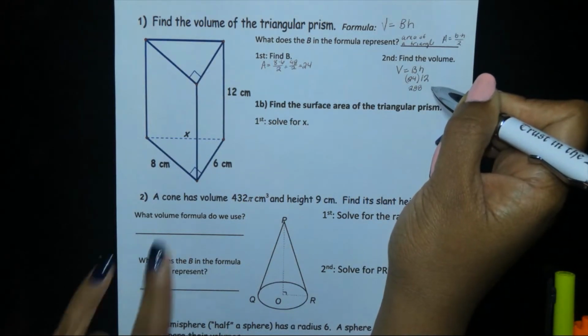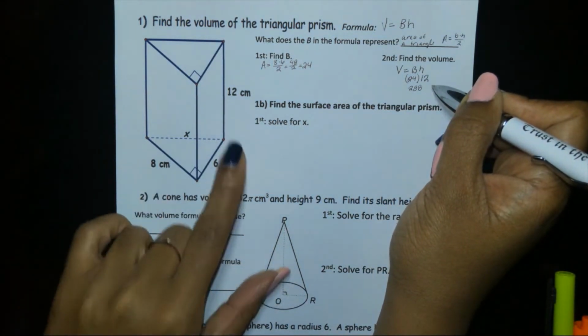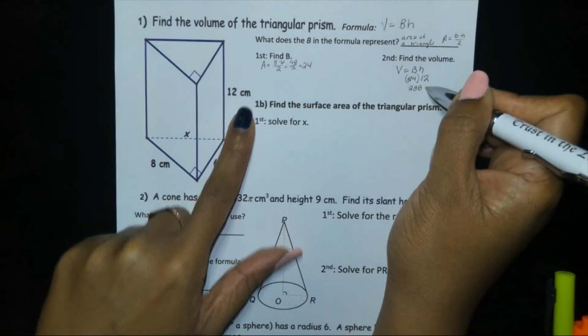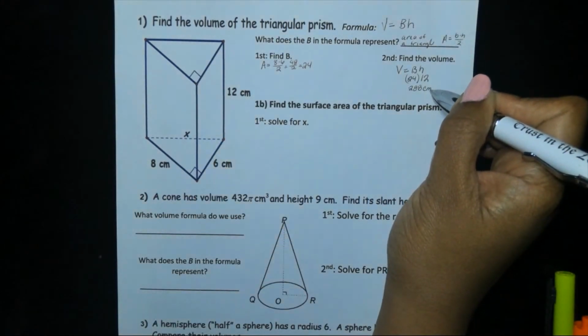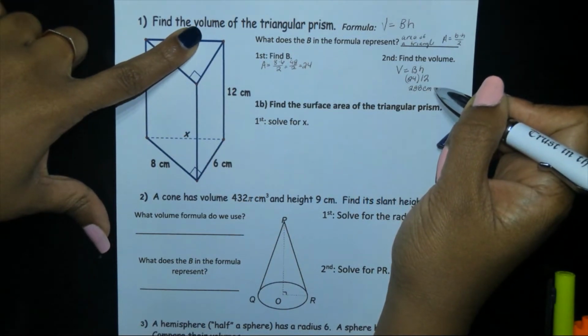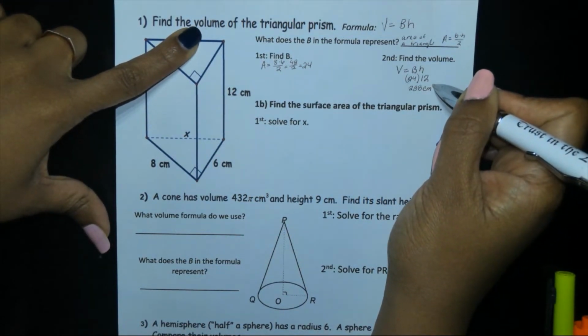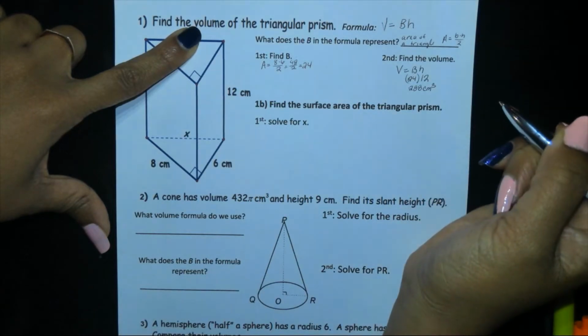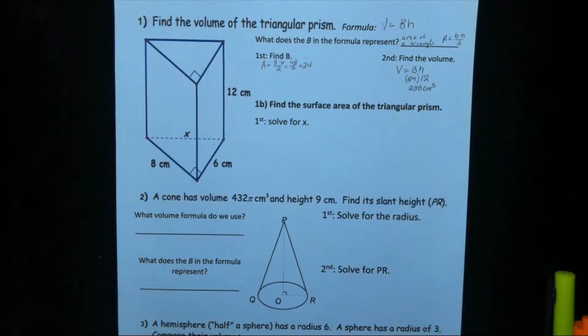And we want to use the units. And in this particular figure, they give us the units of centimeters. So we're going to say that this is centimeters. And remember, when we are dealing with the volume, we're going to do the units in what we would call cubed, or to the third power. And that's it, just like that.